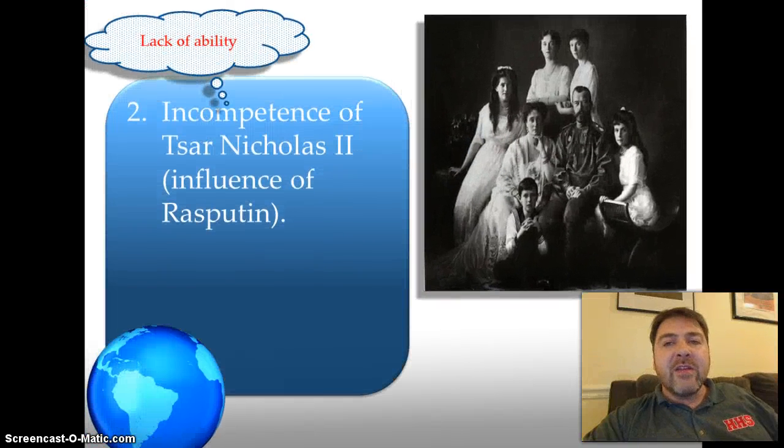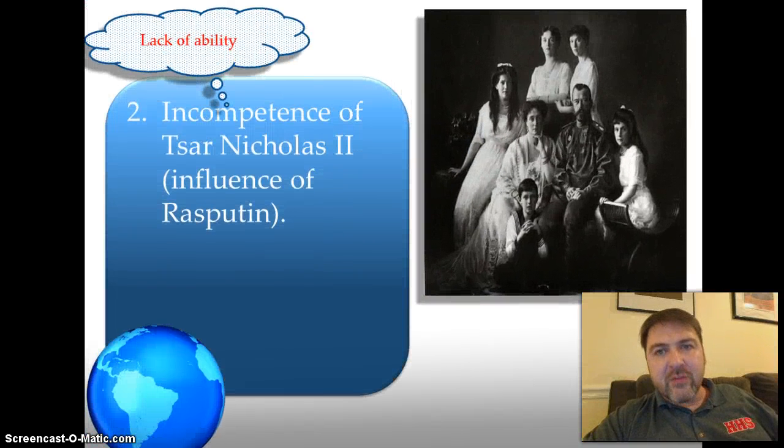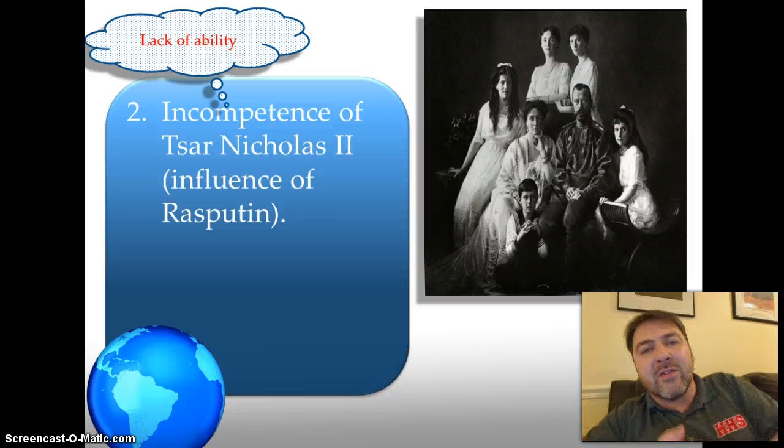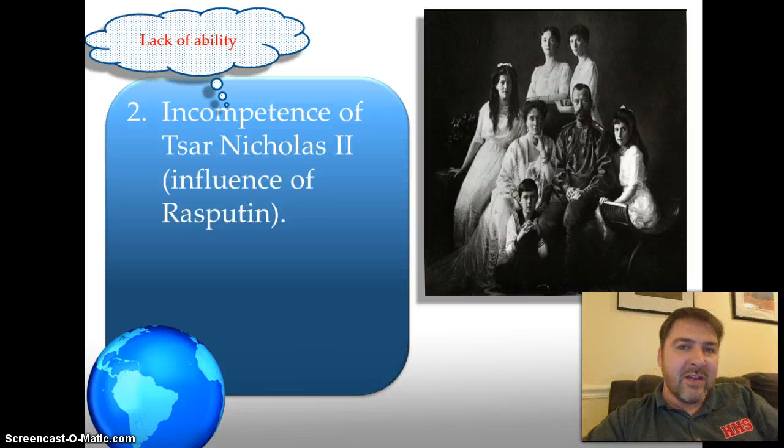Okay, our second reason is the Tsar himself. The Tsar at this point had been ruling for about 20 years. And it was very apparent to most people he was just an incompetent ruler. That's not to say he was dumb, it's just that incompetent means he didn't have the ability to be a really good ruler. We see that for some reason the standards bounce back and forth between CZAR and TSAR for the spelling of Tsar. Just be familiar with both of those terms.